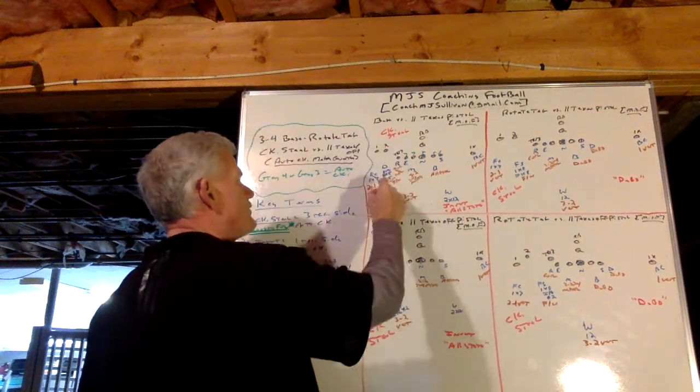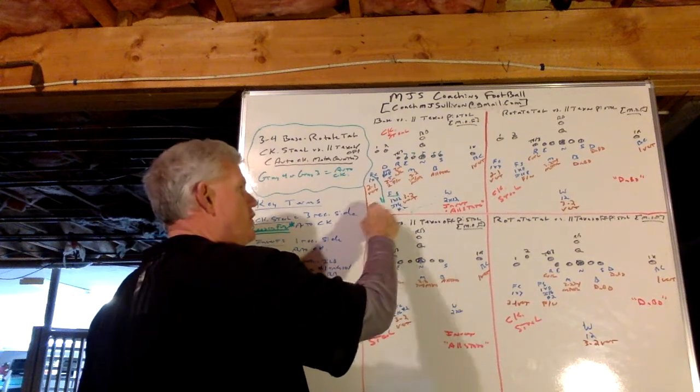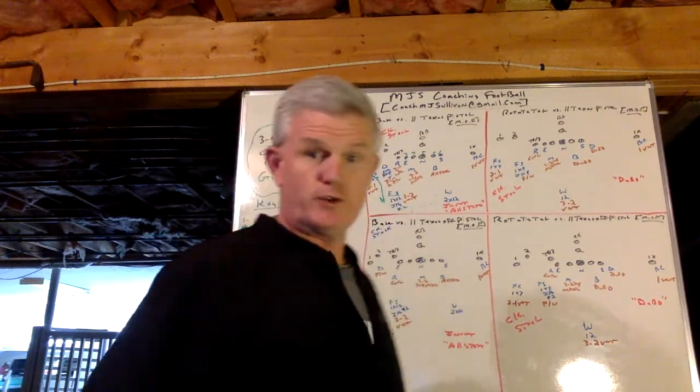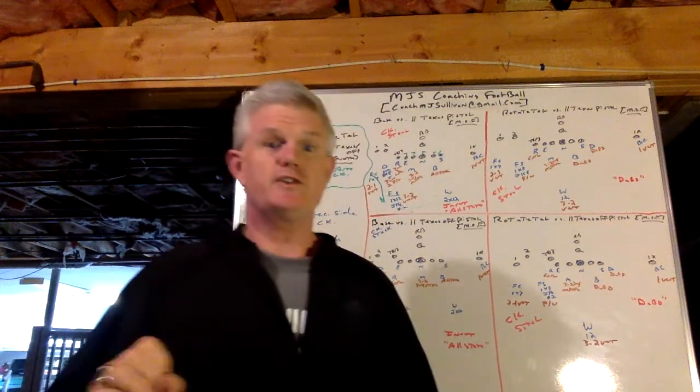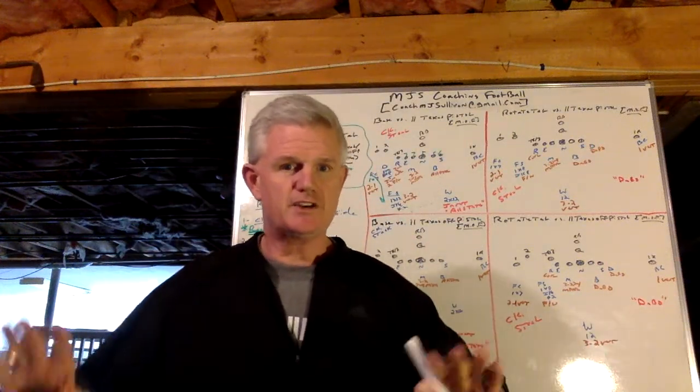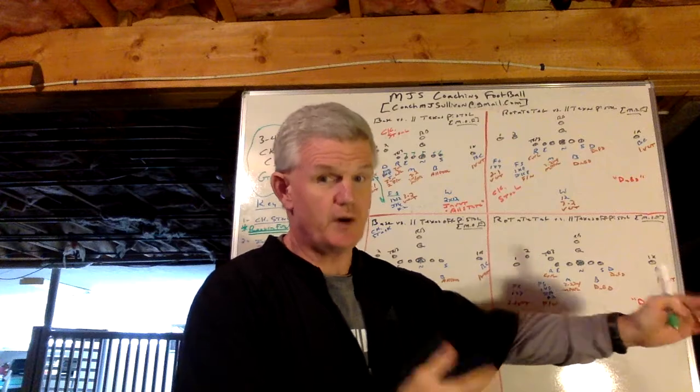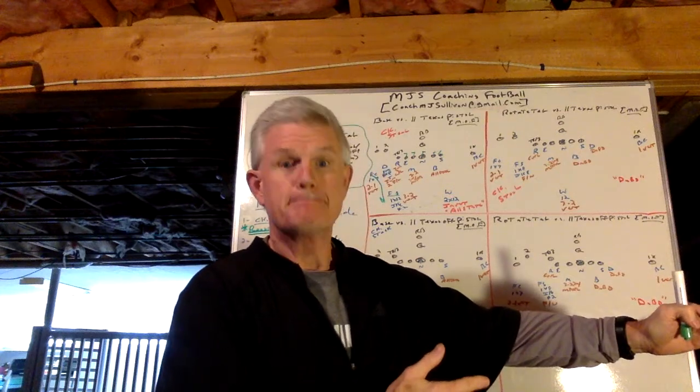Then if 1 and 2 are vertical, the corner knows he can stay over 1 because he's got the safety over 2. See how that works? So Virginia, corner knows no help. He doesn't hear anything. He knows he can just focus on 1. Okay?